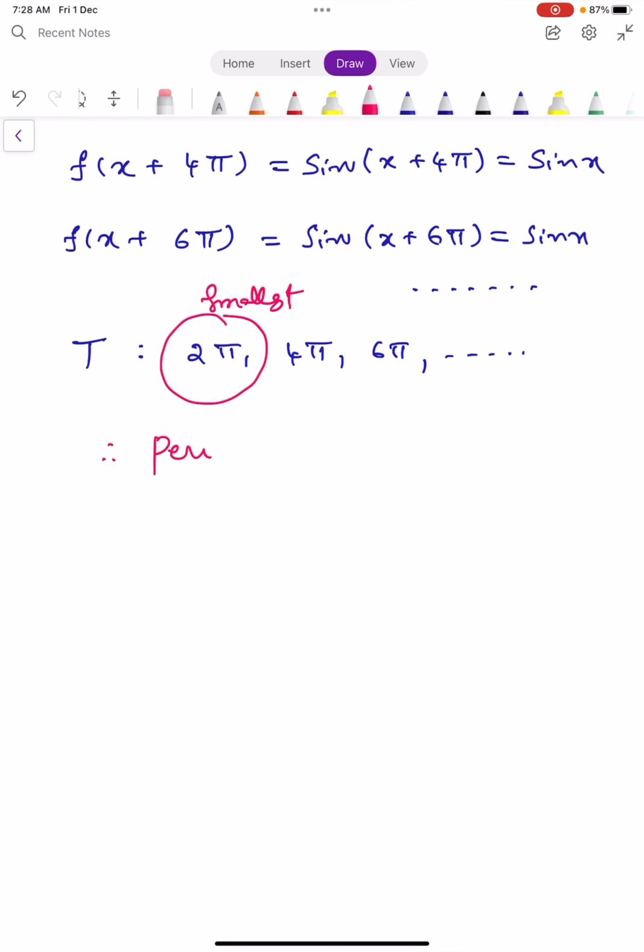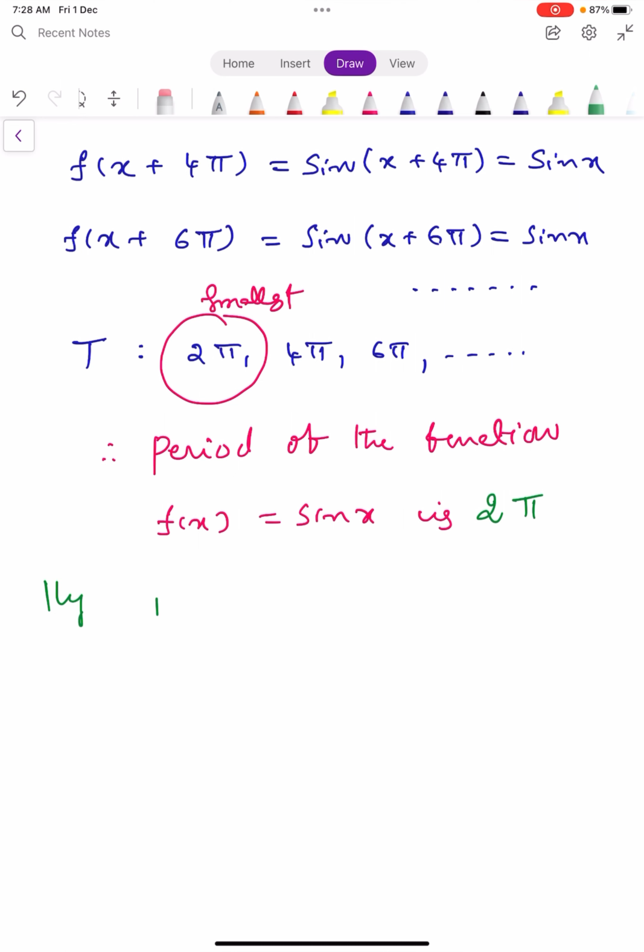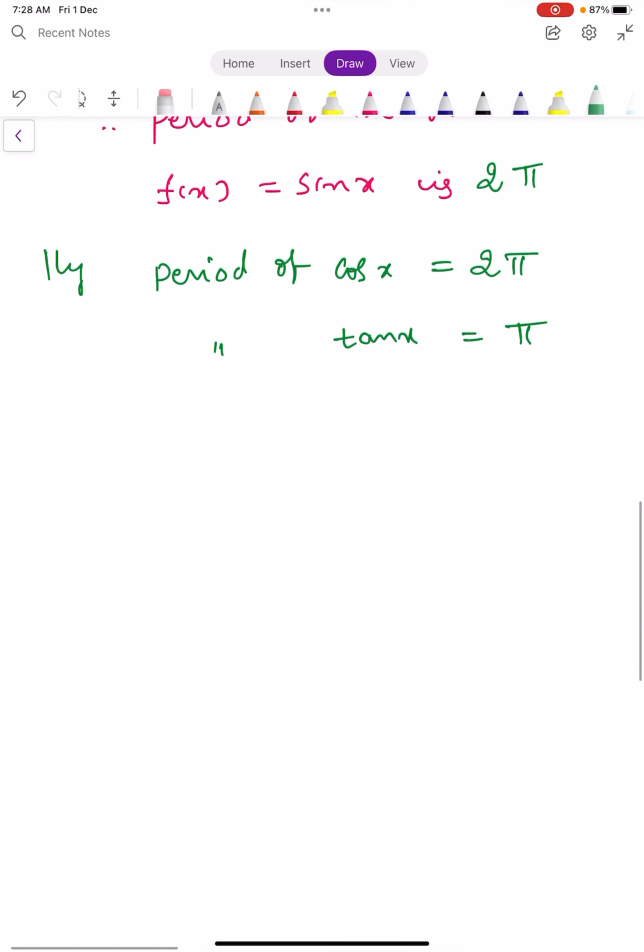Therefore, the period of the function f of x equal to sin x is 2 pi. Similarly, the period of cos x is also 2 pi. For tan x, the period of tan x is pi. So here we learn one important property of periods, one of the very important conditions.